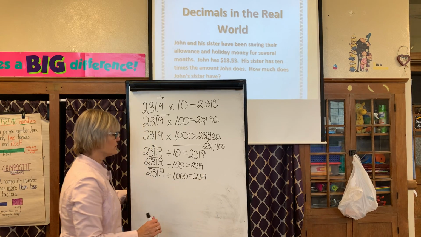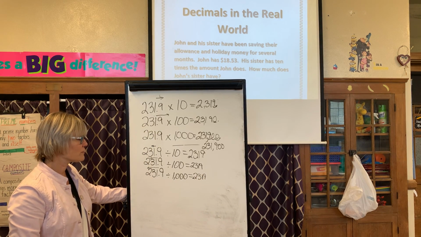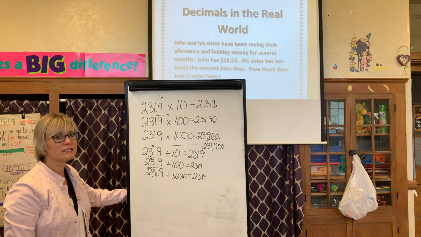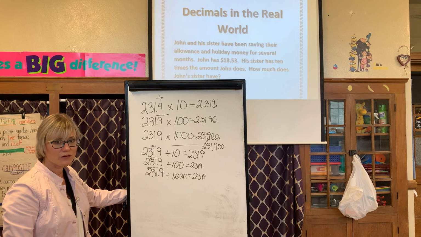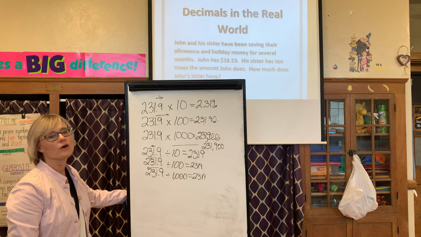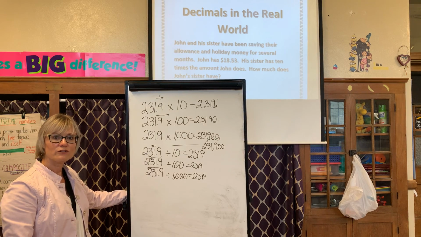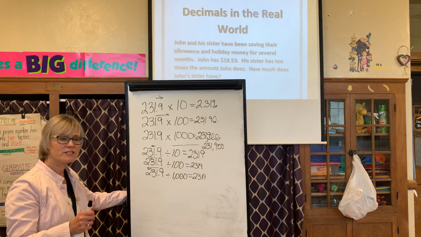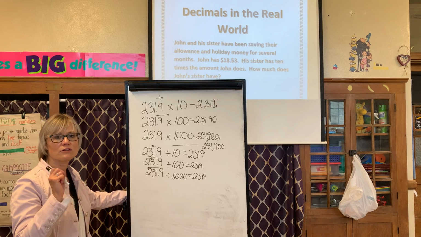It is 2,319 10,000ths. All right? So, what have we learned? We have learned when we multiply by a power of 10, the number gets larger.